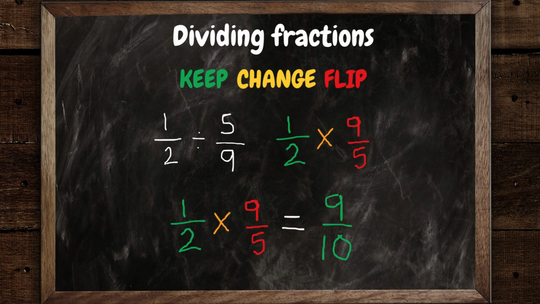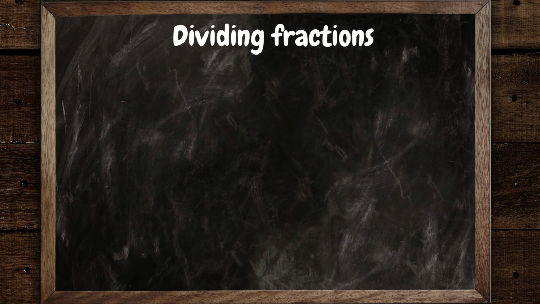Now it's quite easy. All you need to do is multiply this fraction as we did in the previous example. So 1 over 2 multiplied by 9 over 5. 9 times 1 is 9, and 5 times 2 is 10. So our answer is 9 over 10.